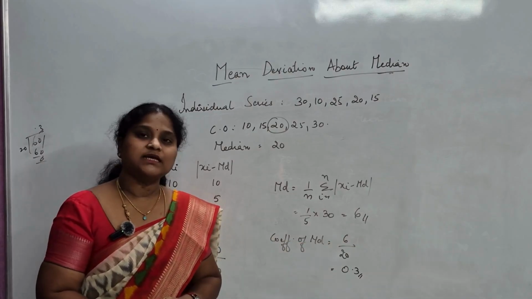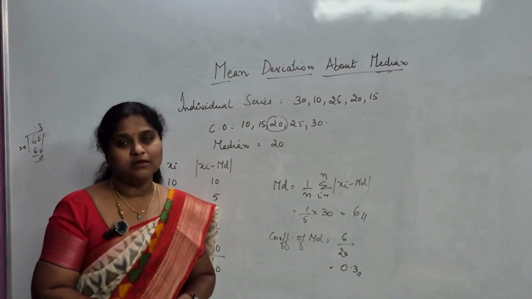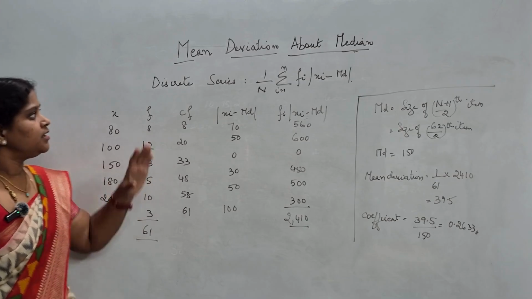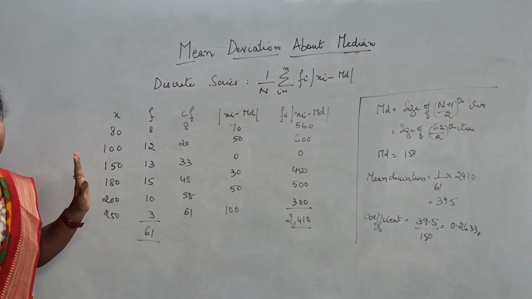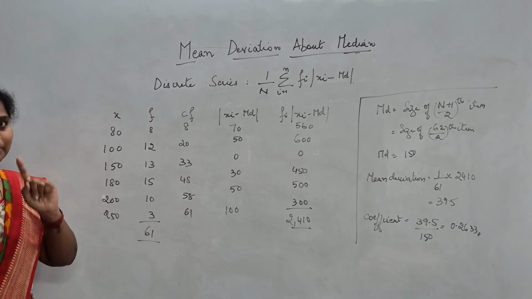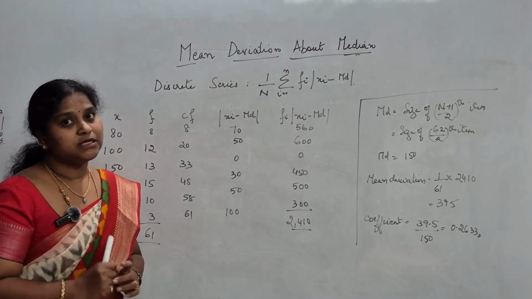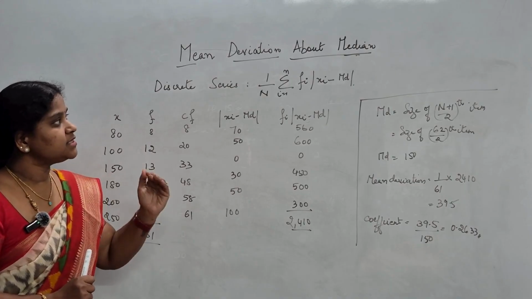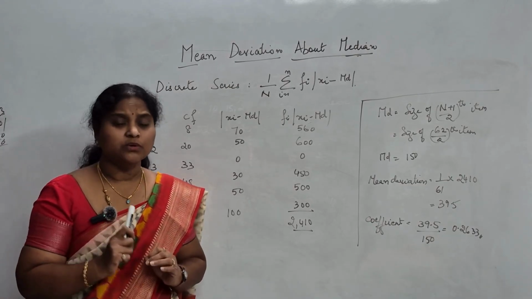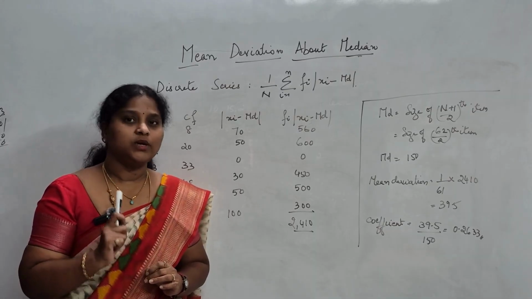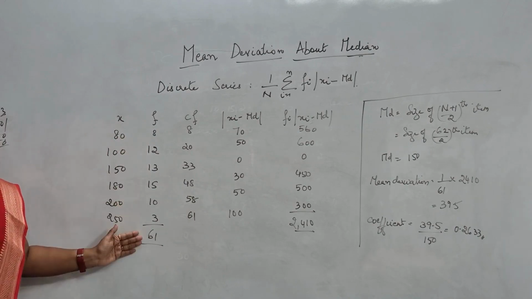Now let us see an example for discrete series and how the mean deviation about median is constructed. Suppose this is my example for construction of mean deviation about median. Our formula for mean deviation about median in discrete series will be 1 by capital N sigma fi into mod xi minus median, where N is equal to sigma fi. These are my x values, these are my f values.